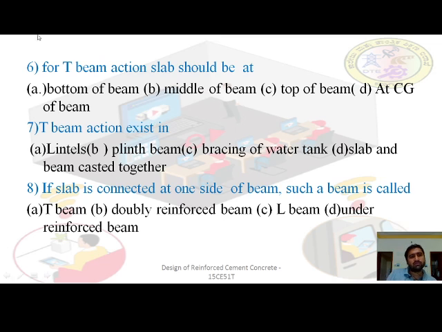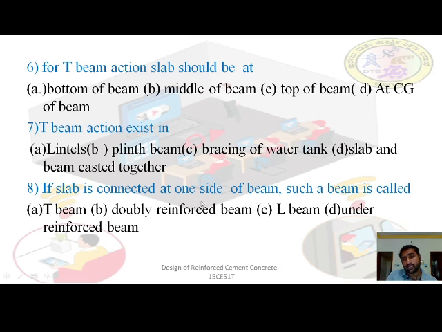For T-beam action, slab should be at the bottom of the beam, middle of the beam, top of the beam, or at CG of the beam. This is a straight answer, it will be at the top of the beam. T-beam action exists in lintels wherever the opening is provided, plinth beam, so near the foundation level, bracings of water tank, slab and beam casted together. So slab and beam casted together will be the answer.